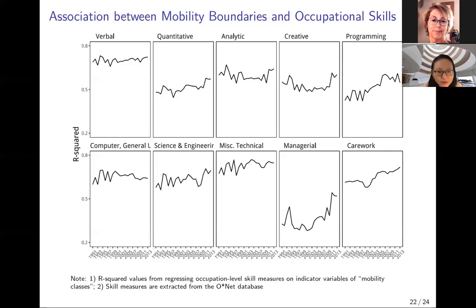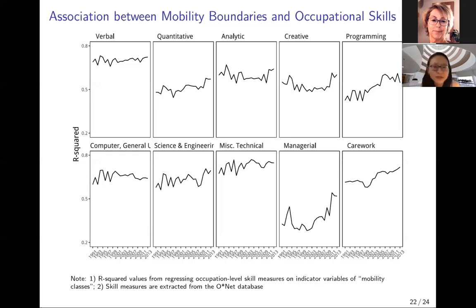Especially programming skills, managerial skills, miscellaneous technical, science and engineering, and quantitative. You see this upward trend across these different skill measures. What this is saying is that increasingly, in recent years, the boundaries that are separating occupational mobilities are increasingly separating occupations that require different levels of skills. So skills are becoming an increasingly important feature determining, or at least reflecting, how these mobility flows are contained. This is one of the findings that we think is quite interesting.